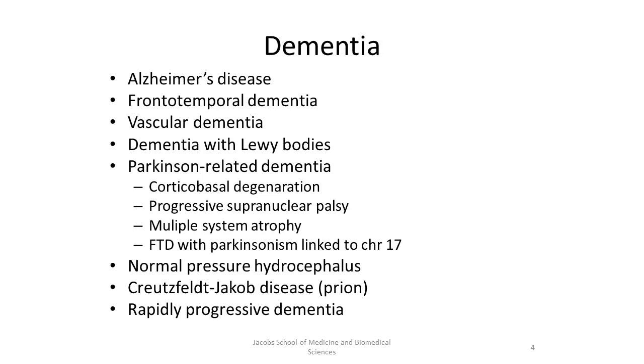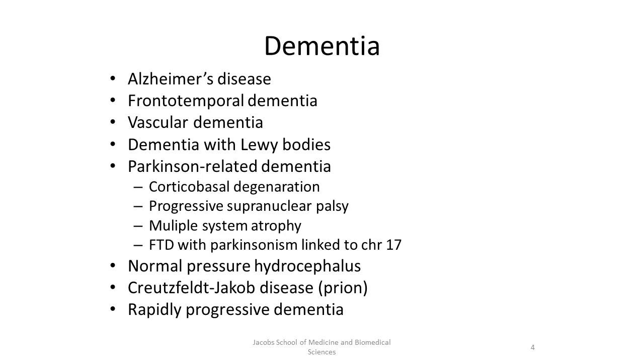So what other types of dementias are there that we need to differentiate? And this is not an exhaustive list, just something to think about. The most common form of dementia is Alzheimer's disease. We have to differentiate it from frontotemporal dementia, vascular dementia, dementia with Lewy bodies, some of the Parkinson-related dementias, which are the Parkinson plus syndromes, such as cortico-basal ganglionic degeneration, progressive supranuclear palsy, multiple system atrophy, or frontotemporal dementia with Parkinsonism linked to chromosome 17, for which actually we know the genetic mutation, what causes it.